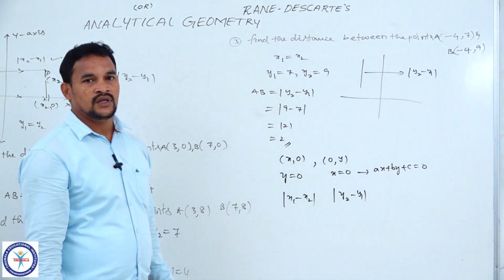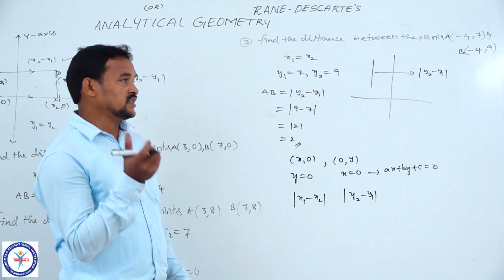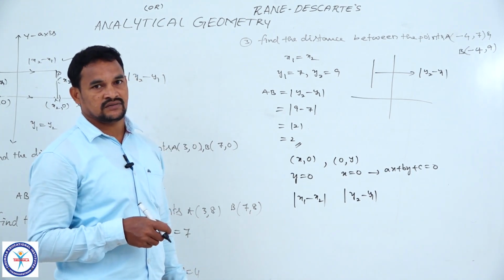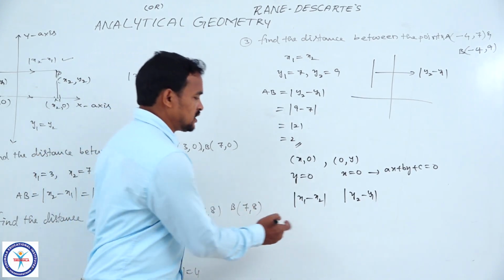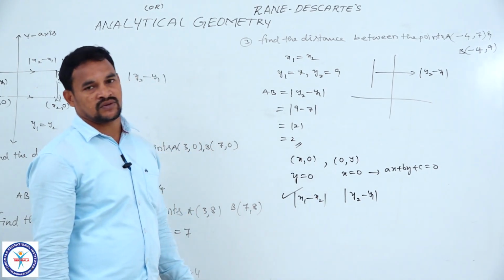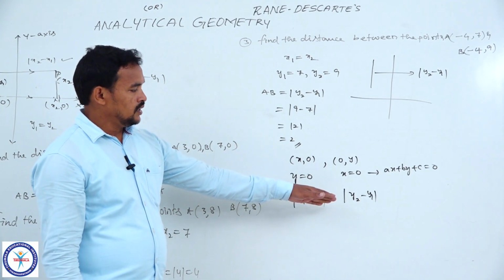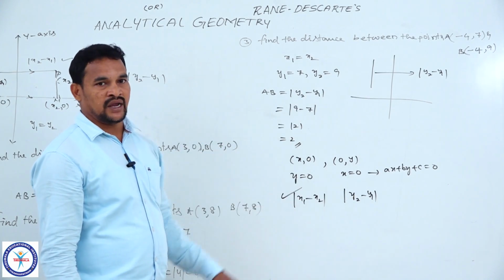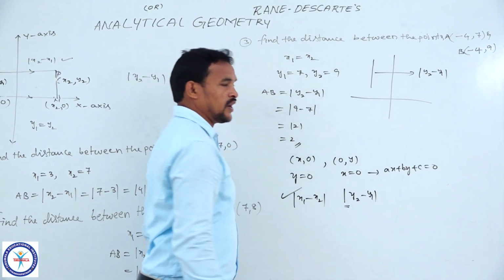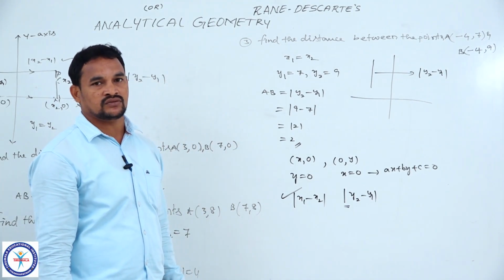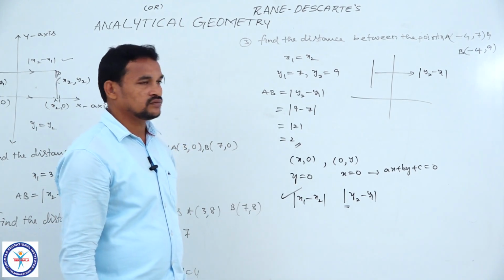Similarly, when both points are joined and the line segment AB is parallel to the x-axis, the distance between them is mod x2 minus x1 or mod x1 minus x2, no problem. Similarly, if the line segment is parallel to the y-axis, the distance is mod y2 minus y1 or mod y1 minus y2. Both give the same result. Up to now we have learned this.